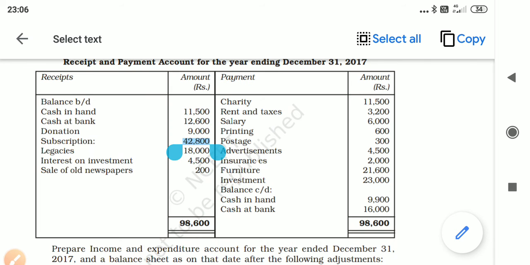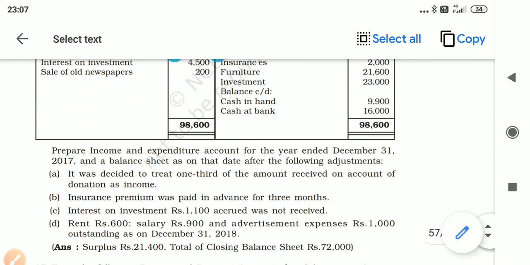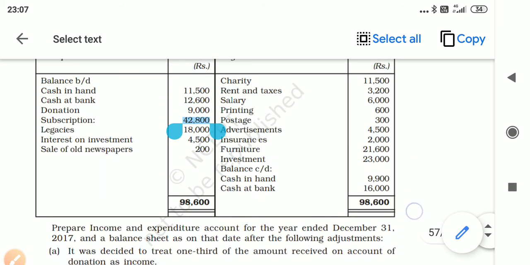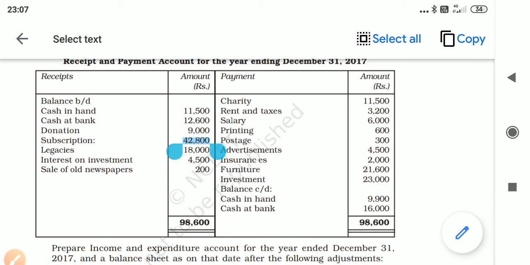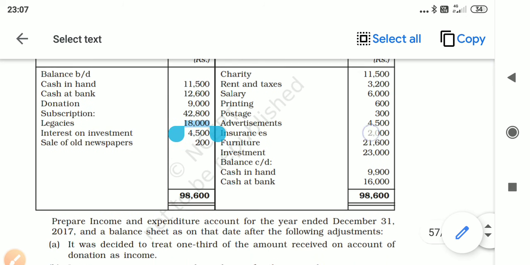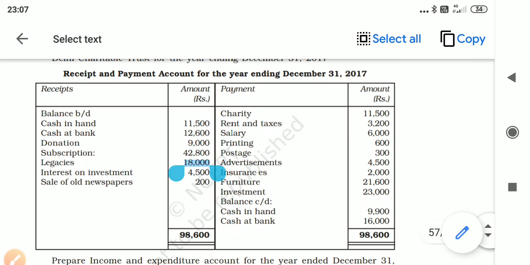Subscription, it is 42,800 and no adjustment regarding subscription is given. So the full amount 42,800 will appear in the income side. Legacy. Legacy being a general legacy, it will appear in the income side. If you have any confusion regarding legacies, it is mentioned in the NCERT book itself. In this book itself, it is mentioned that legacies which are general in nature are revenue and which are specific in nature have to be capitalized and shown on the liability side. This legacy is general, so it will appear in the income side.